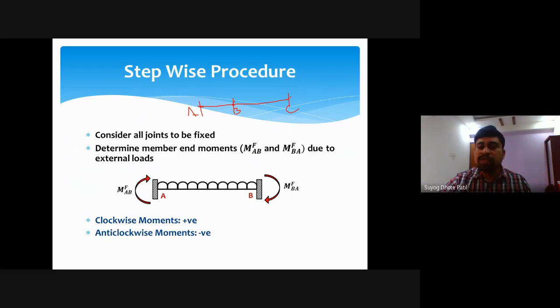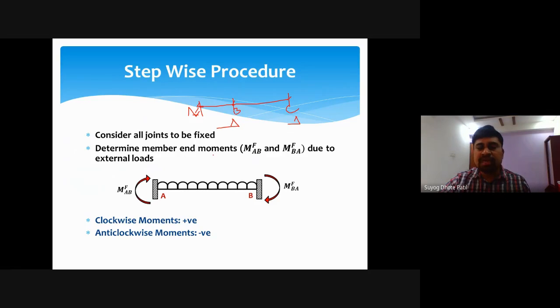Okay. So we have to consider this, but ultimately, practically, this is not the case. We have considered that joint A is fixed, joint B is hinge, and joint C is hinge. But it is a step-by-step procedure, just like assumptions in any analysis. So during analysis by the slope deflection method, these are the assumptions, and by using these assumptions we have to move further.